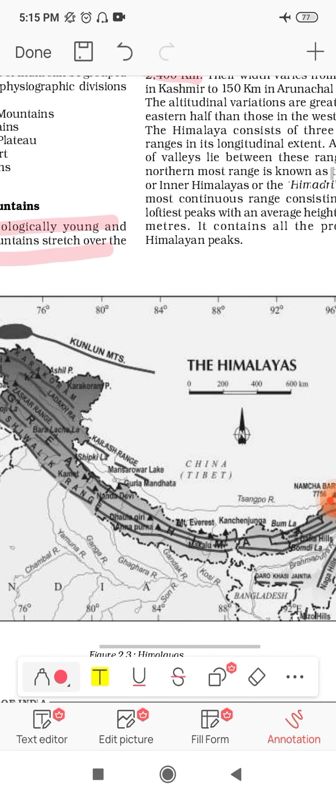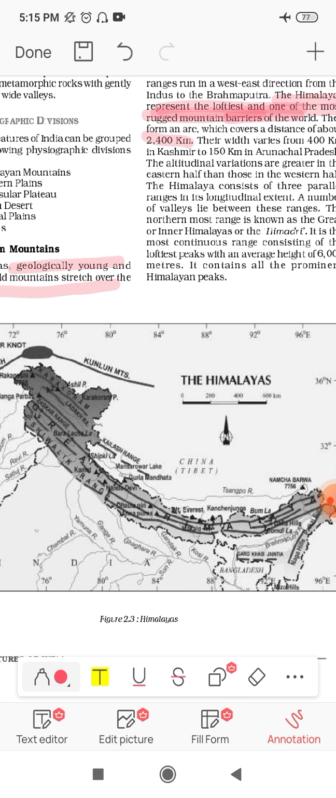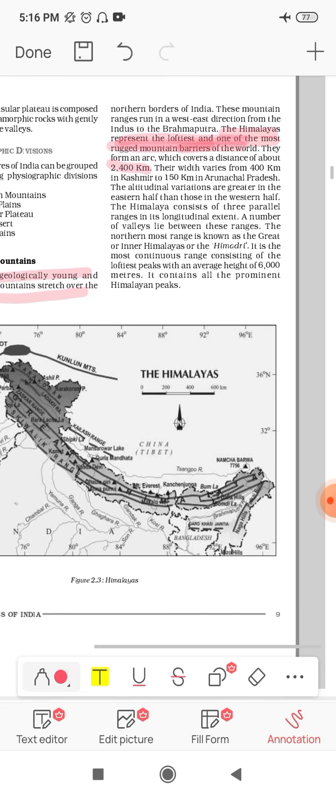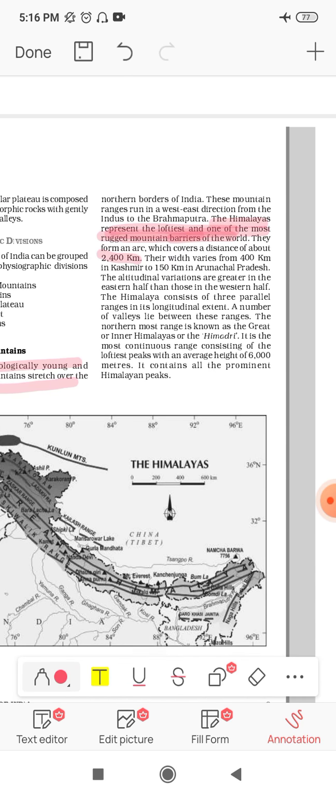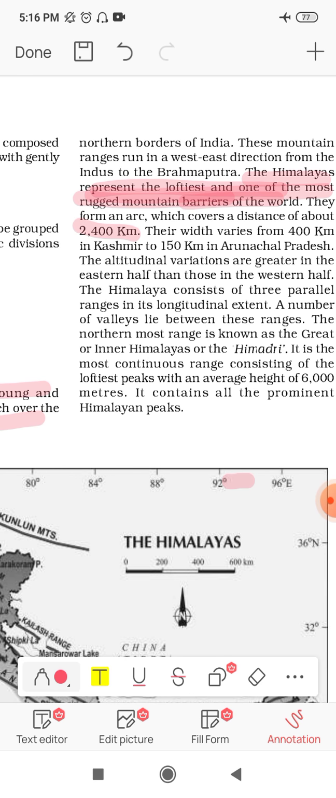If you go through the map, you can clearly see how the width of the Himalayan mountain region is quite wide on the western side or the Kashmir side, and very narrow on the eastern side of India. So the width varies from Kashmir to Arunachal Pradesh from 400 km to 150 km.